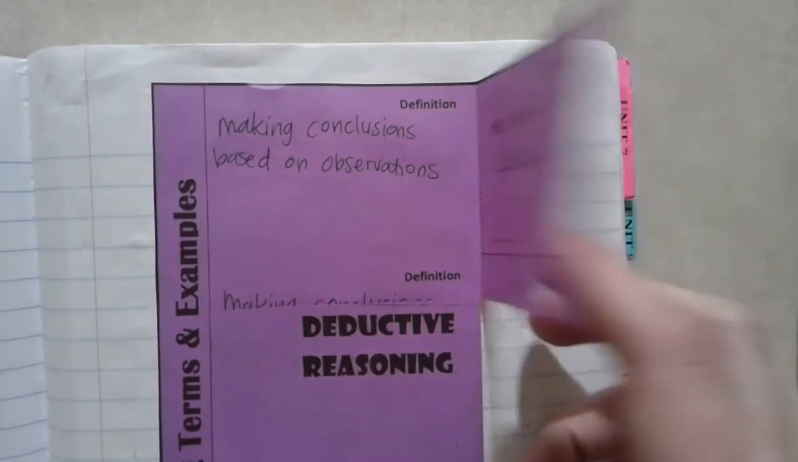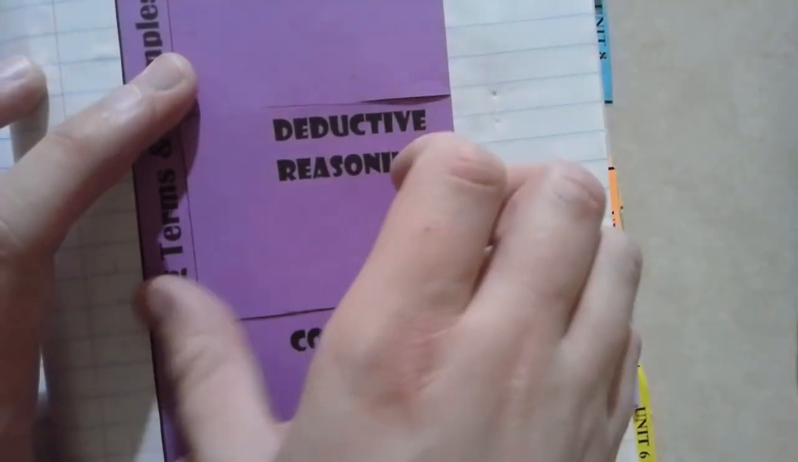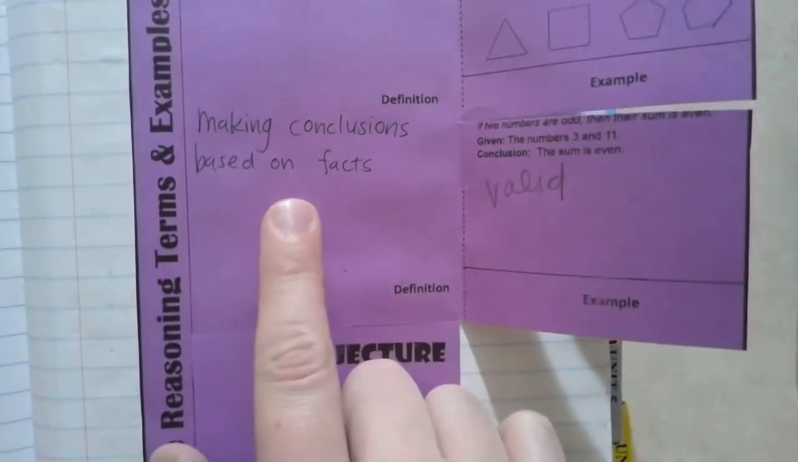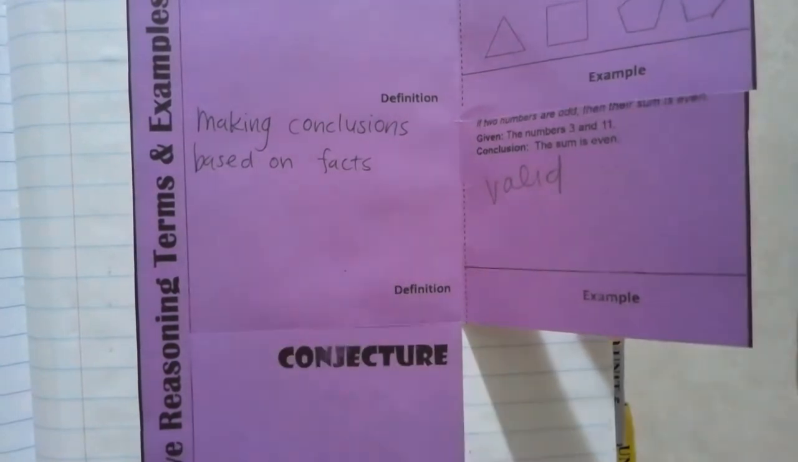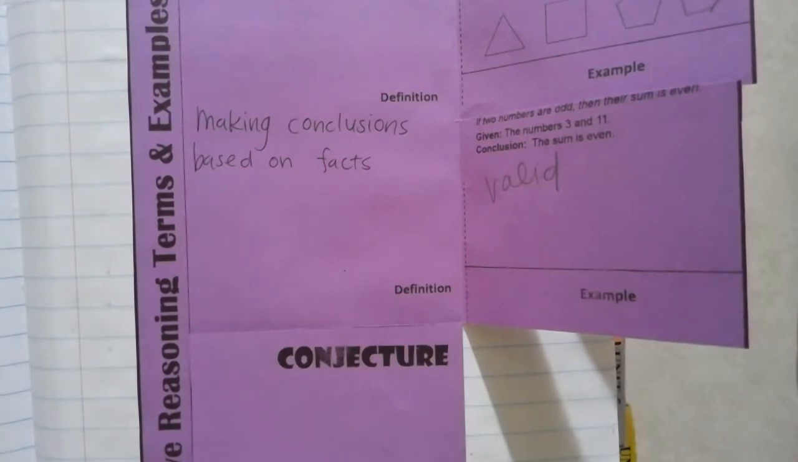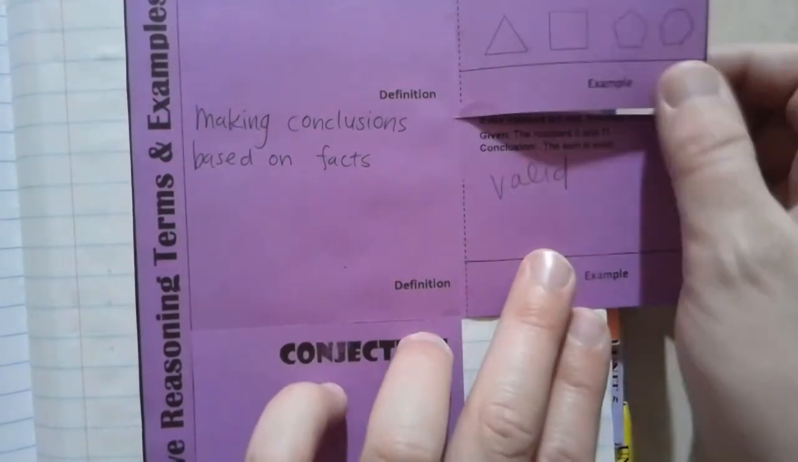Okay, so now let's talk about the second type of reasoning that we'll talk about, deductive reasoning. So where inductive was make conclusion based on observations, let me open up the second one. Deductive reasoning is going to be making a conclusion based on facts. So this is going to be that I have some kind of a fact, some kind of a rule that I'm following whenever I'm making my conclusion here.